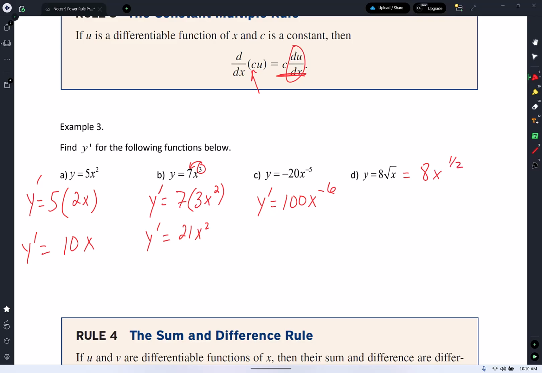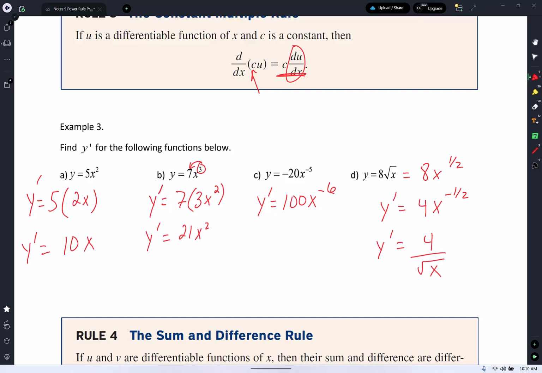8x to the 1/2. Now we write a new line, y prime or dy dx. Tell me, what do I write? What's half of 8? So I write 4x to the negative half, which is probably best to write like this: 4 over the square root of x. Because I bring that down, and then I turn that half into a radical, because they gave it to me in radical form.